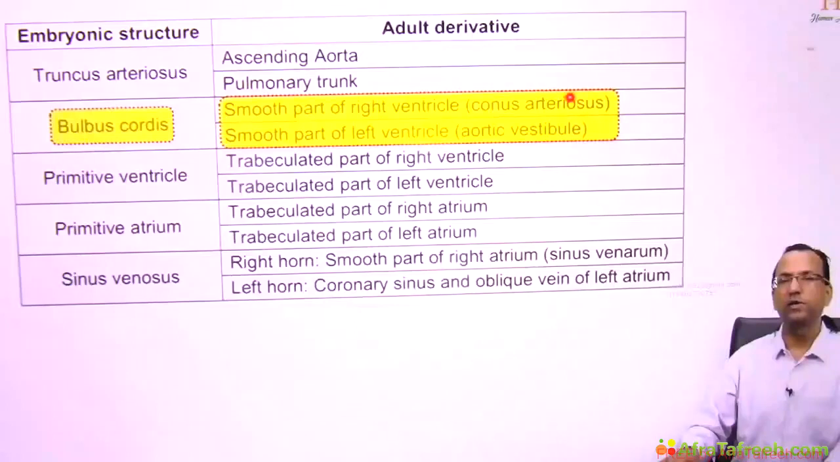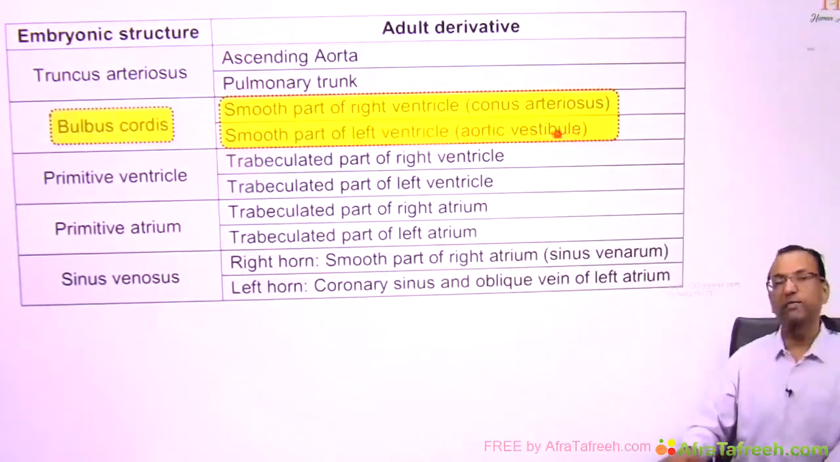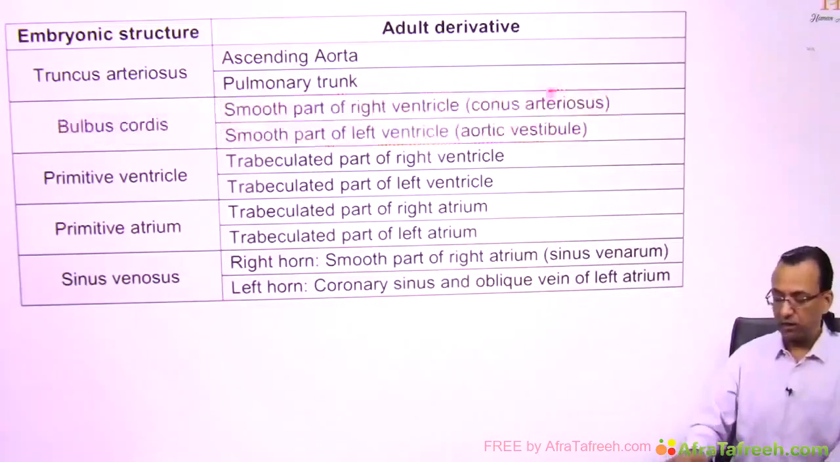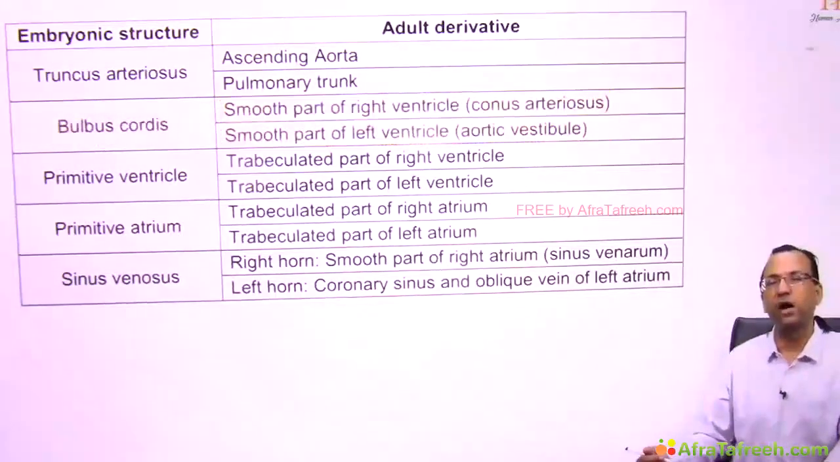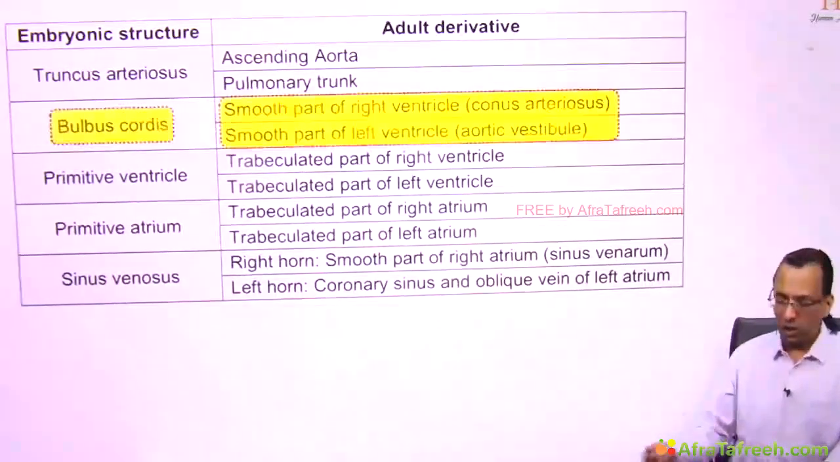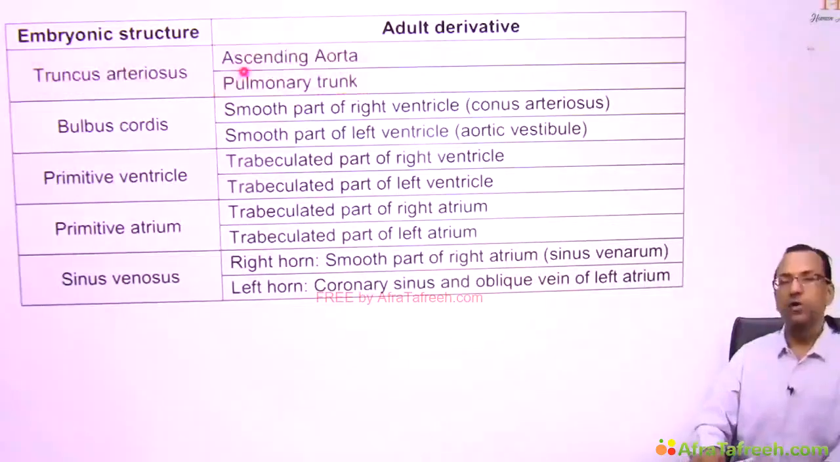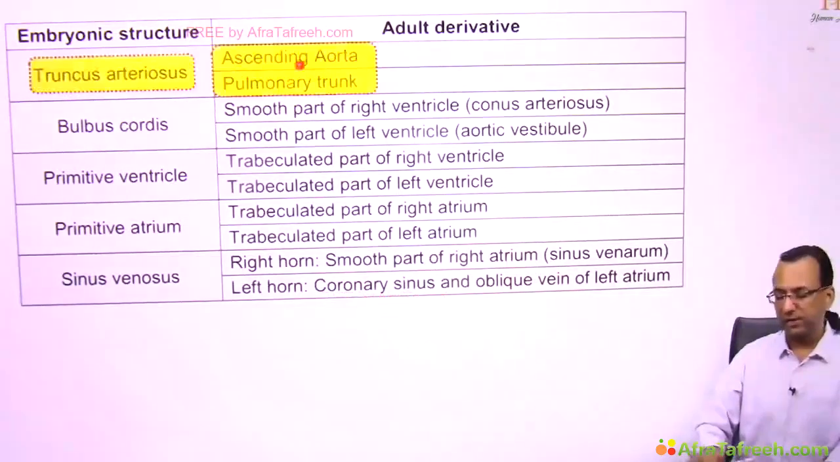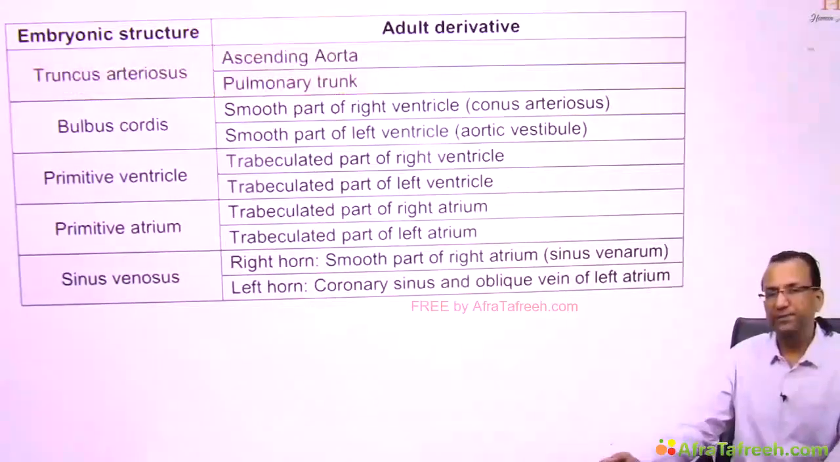And what is the smooth part of the left ventricle called? The smooth part of the left ventricle is called the aortic vestibule. And all this is coming from the bulbus cordis, the smooth outflow tract of the heart. Yes. And what is happening to truncus arteriosus? Actually, truncus arteriosus will develop the AP septum to divide it into aorta and pulmonary trunk, with the ascending aorta on one side and the pulmonary trunk on the other side. But the AP septum should be a spiral septum.